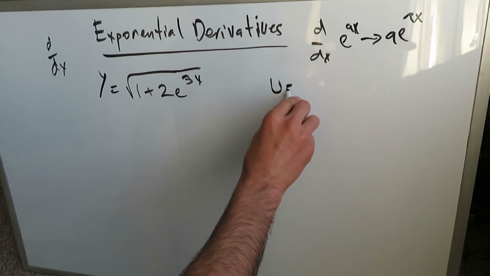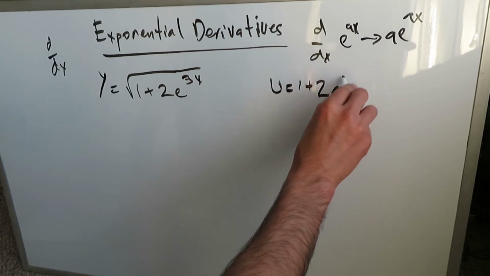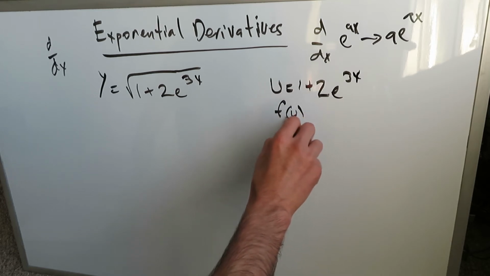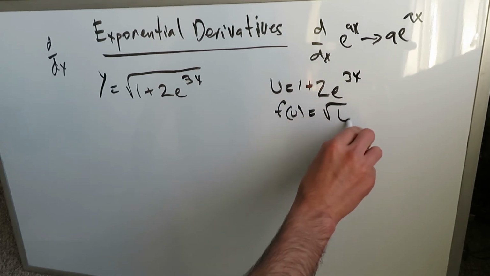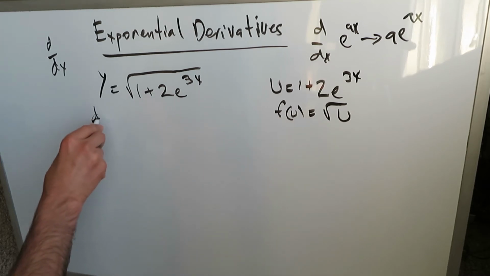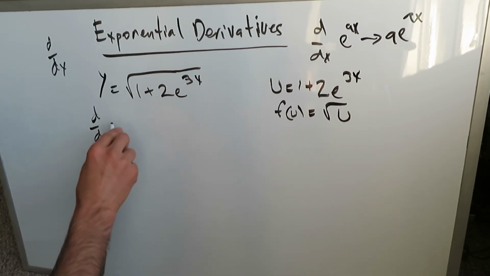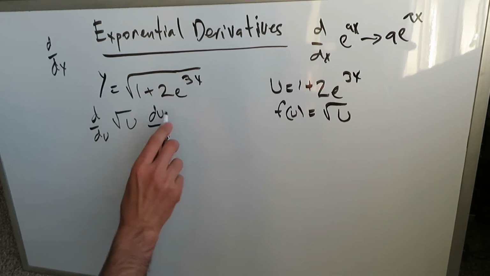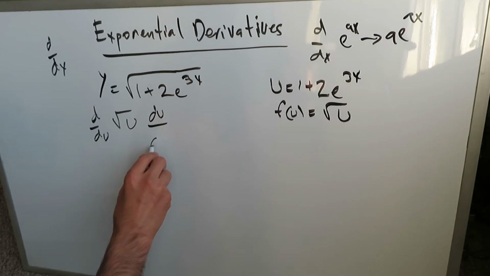Look over here, u is equal to 1 plus 2e to the 3x, and this can represent a composite function, but we can worry about that when the time comes. We'll have root u. The function with regards to u is root u, and we proceed with the chain rule. It seems that in this set of questions from this textbook, the chain rule is being addressed with regards to the exponential derivatives.